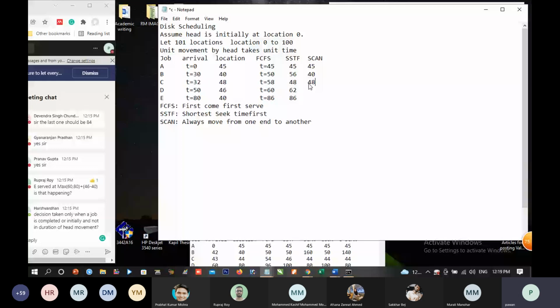So, when we are moving from 0 to 100, we shall find an intermediate place 40, a job, we shall serve it. We shall find an intermediate place 45, we shall serve it. We shall find an intermediate place 48, we shall serve it. And we shall find an intermediate place 46, we shall serve 46 also. Is it correct? Yes. Agree? Any doubt?